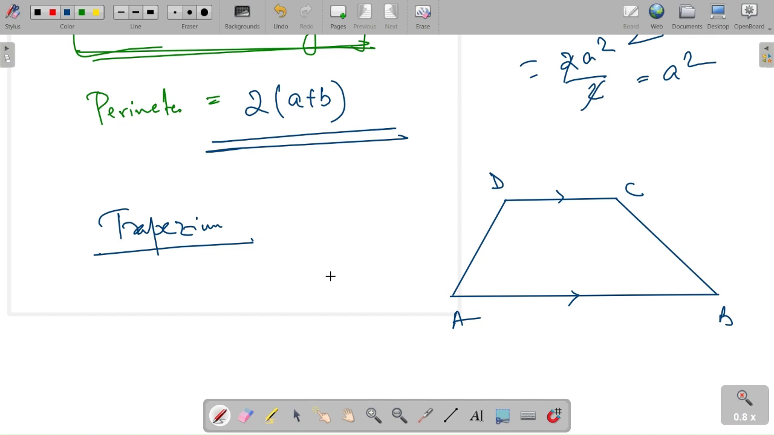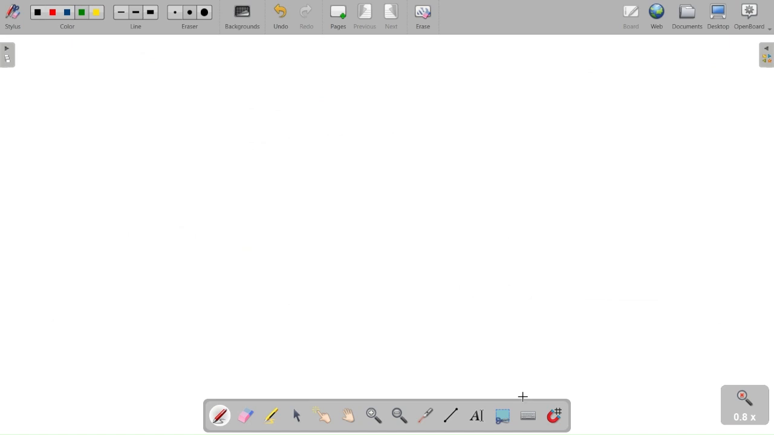Here we have, area is half sum of parallel sides AB plus DC into distance between them. Say this is E, into DE. Half into sum of parallel sides into distance between them. So it does not necessarily look like this. It can look like this also.